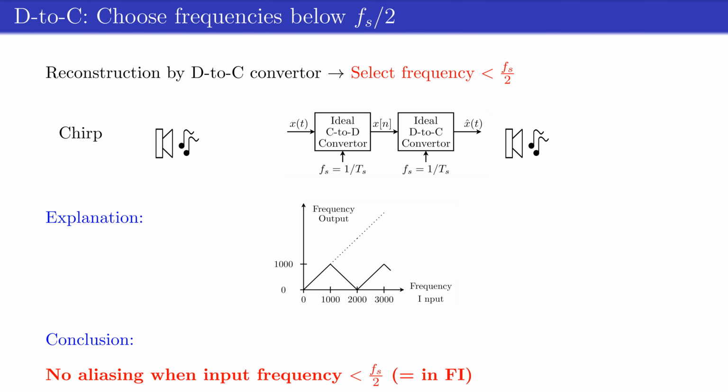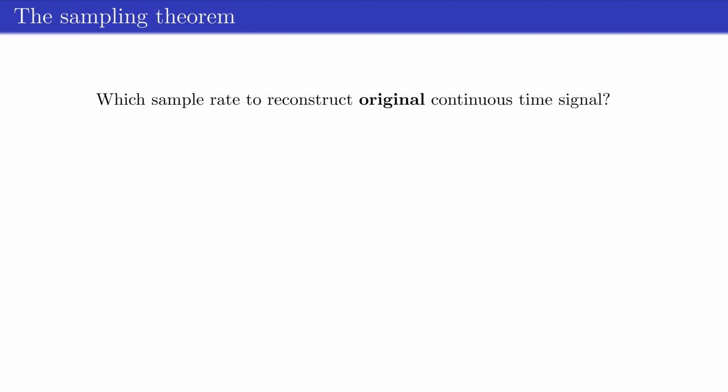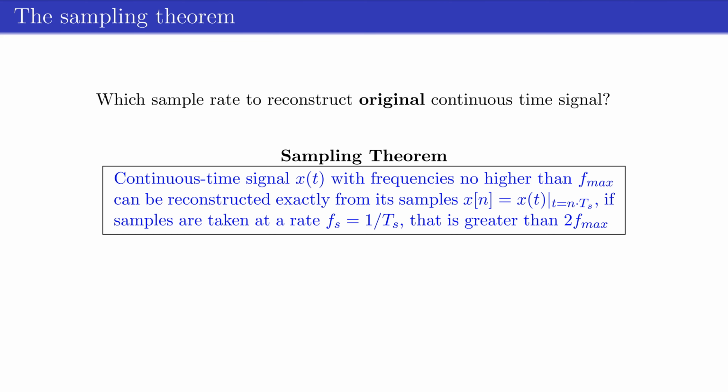This mapping back into another frequency is called aliasing, and there will be no aliasing when all the input frequencies are below half the sampling frequency fs over 2, which is inside the fundamental interval. This results in the following basic sampling theorem, which defines the minimum sample rate that we need if we want to sample a continuous time signal without obtaining the aliasing effect. This theorem goes as follows.